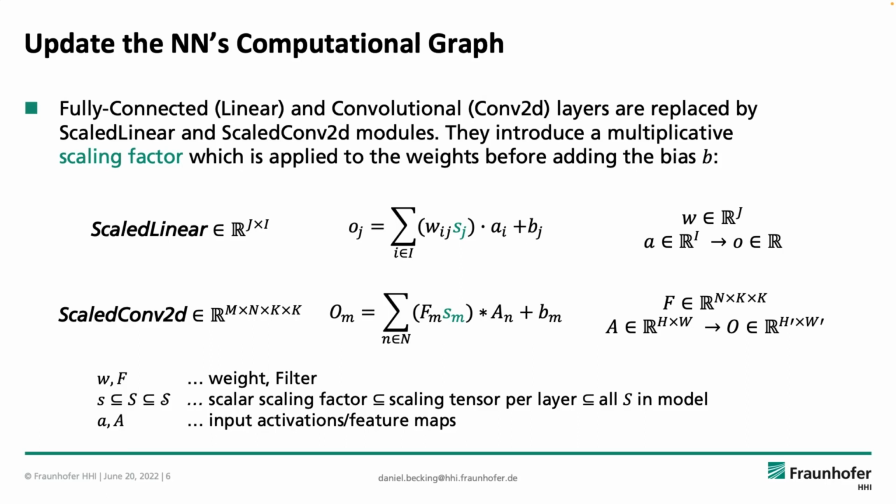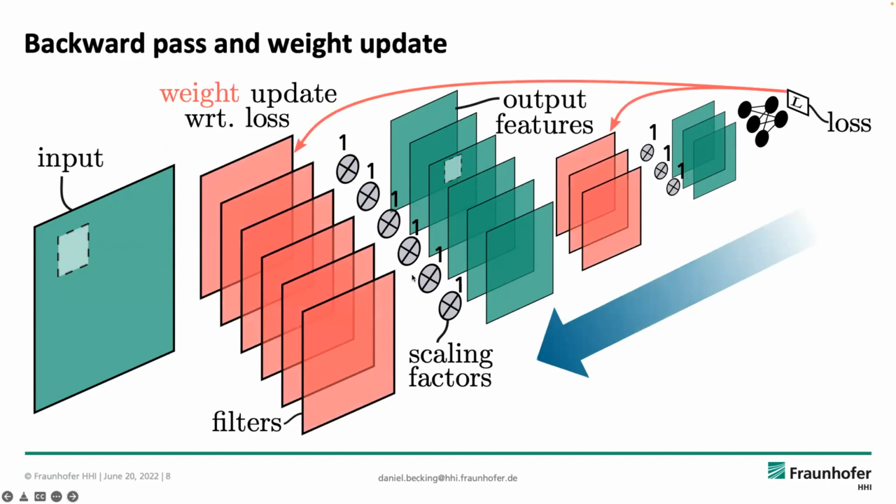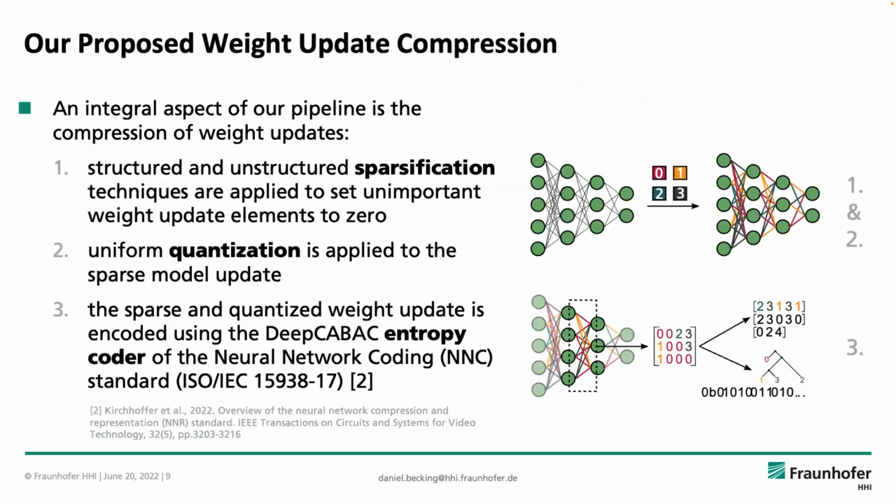And having then equipped those layers with the additional scaling factors, how are they trained? We first compute the forward pass, where the scaling factors are initially set to 1. Then we compute a backward pass and update only the weights. So we ignore the scaling parameters. Then we compute the difference of the new state minus the prior state, and start with our compression cascade, where we apply some sparsification, quantization approaches, and entropy coding.